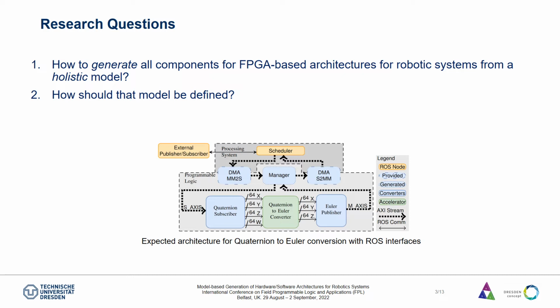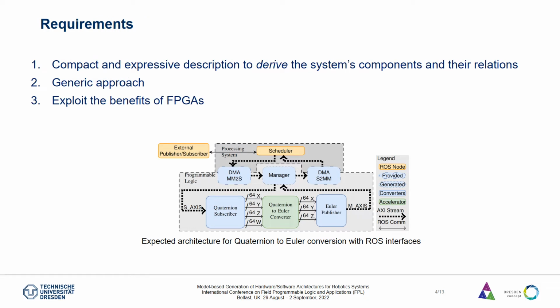The figure shows an example of our targeted architecture, which follows the Zynq device model with a processing system and a programmable logic. Our research questions are how to generate all components for FPGA-based architectures for robotic systems from a holistic model and how that model should be defined. The description of the system should be compact, concise, but expressive enough, containing the necessary information to derive the system's components and their relations. The approach must be generic rather than application-specific, and it must exploit the benefits of FPGAs over software solutions without bringing any overhead.